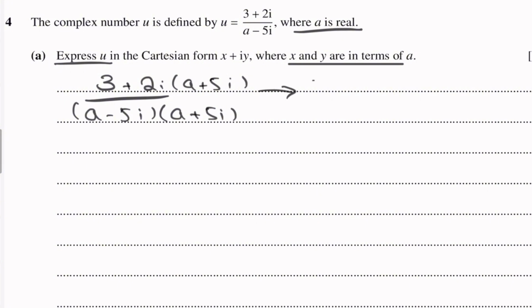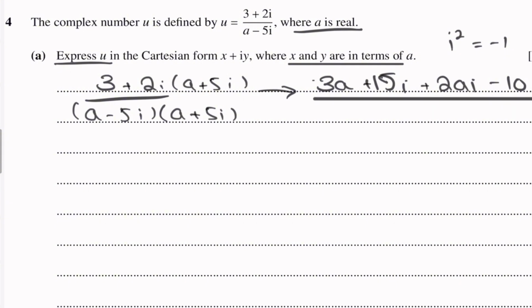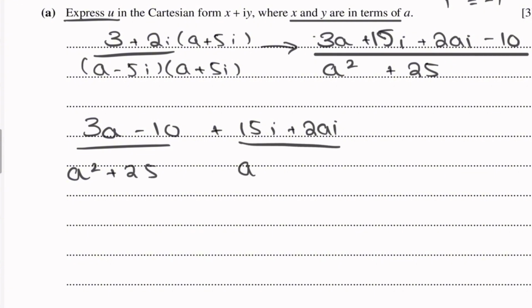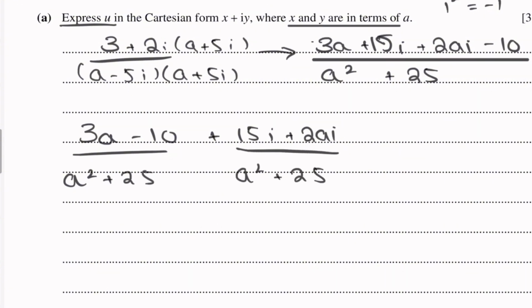So you get 3a plus 15i, and then plus 2ai, and then 2 times 5 is going to be negative 10, because i squared equals minus 1. Divide this by a squared plus 25. Now if we fix this up, we're going to get 3a minus 10 plus 15i plus 2ai. Now if we divide separately, that would be great. So this is how I express it.